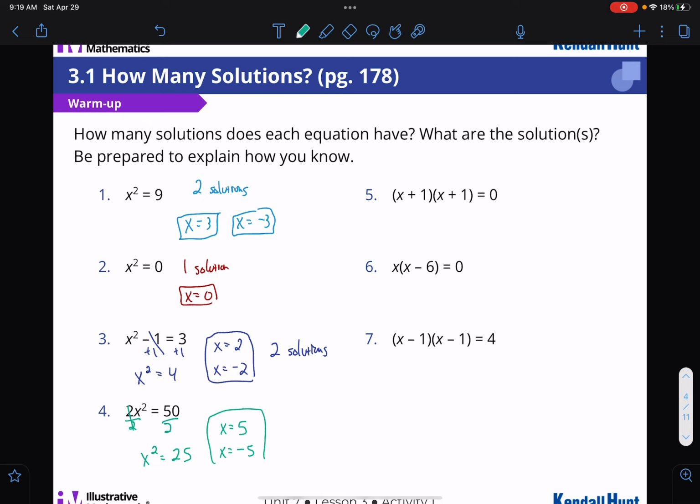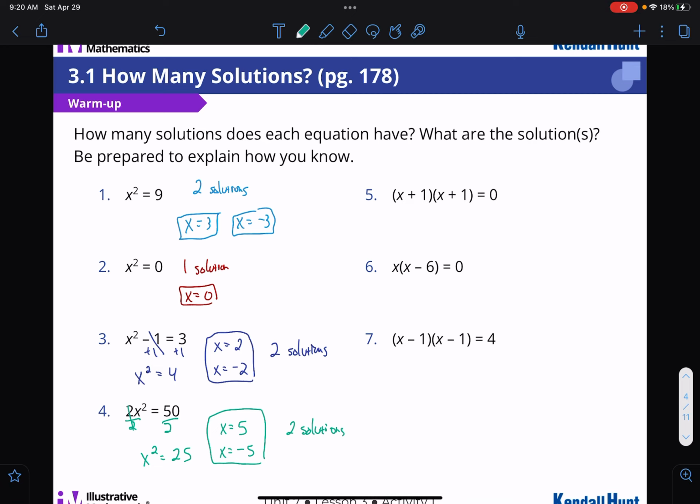Maybe you're seeing a pattern here of getting opposites, right? 5 and negative 5, 2 and negative 2. But that's not always going to be the case, and we're going to see that in this next column here. So we have two solutions there.